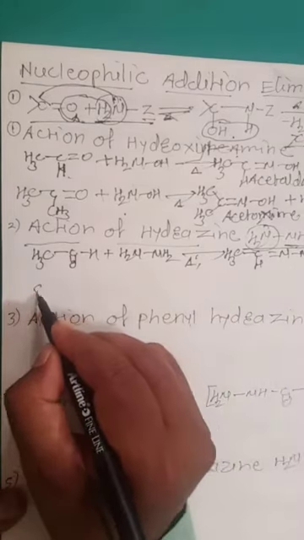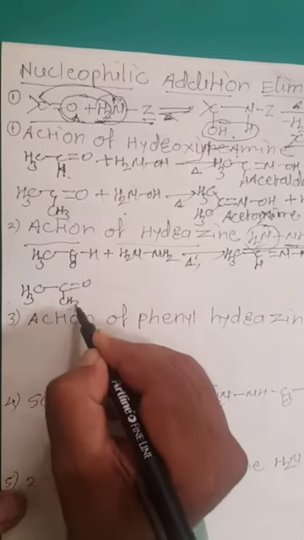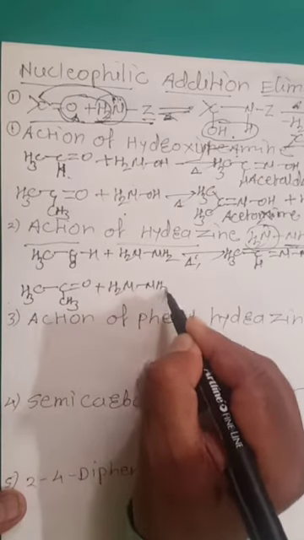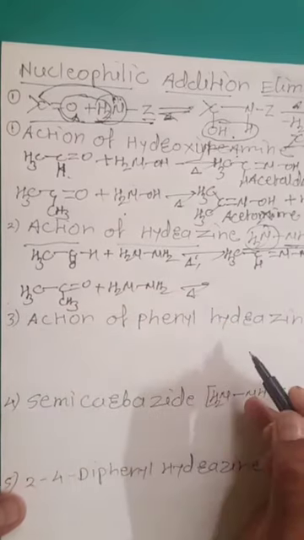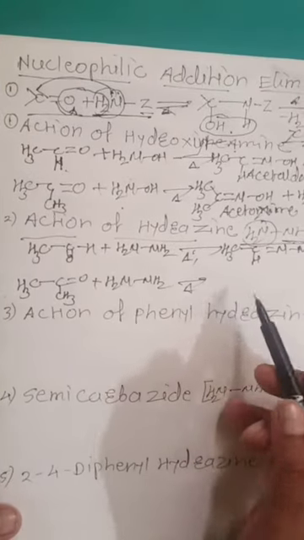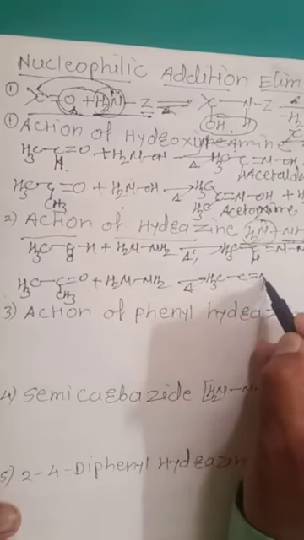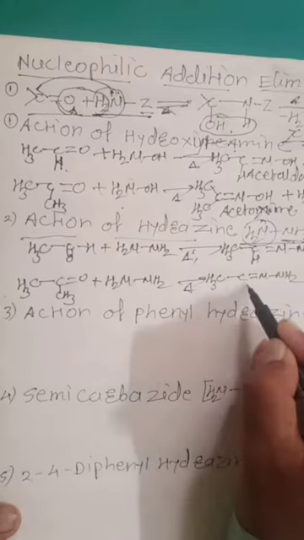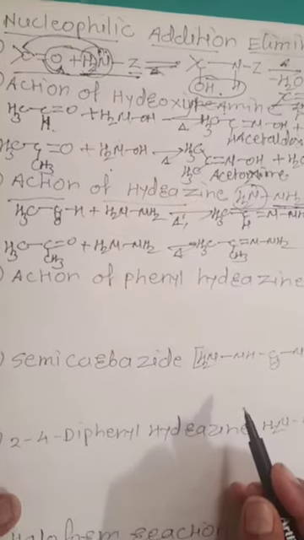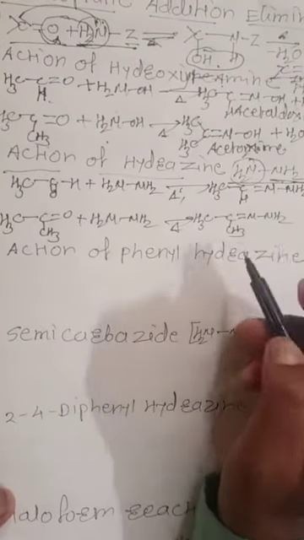Next reaction is when ketone is treated with such hydrazine, then nucleophilic addition reaction followed by elimination takes place to form CH3 C double bond NNH2 CH3. So formation of this acetone hydrazone takes place. Acetone hydrazone.